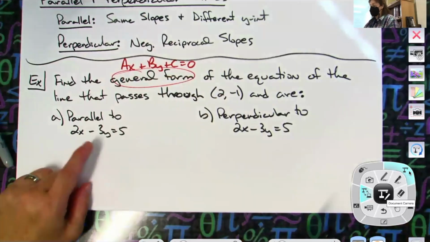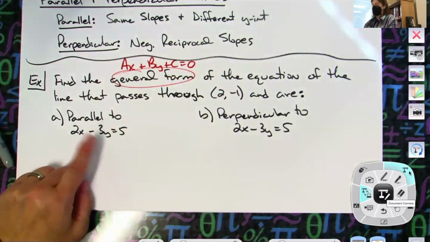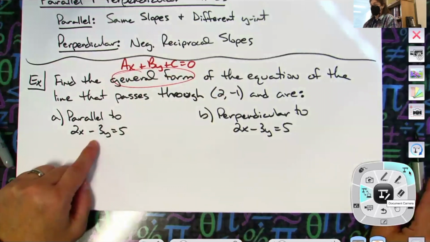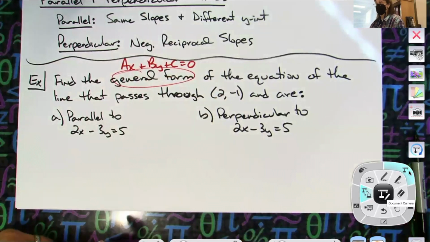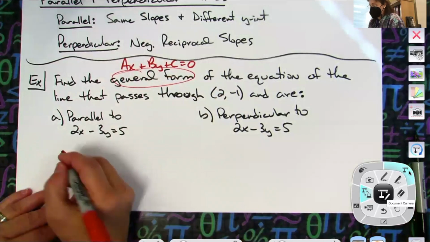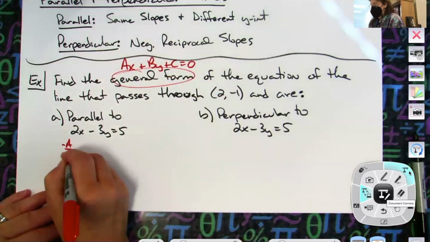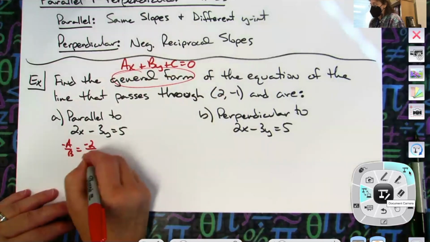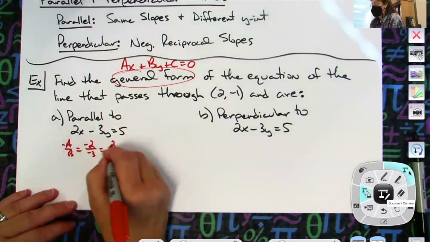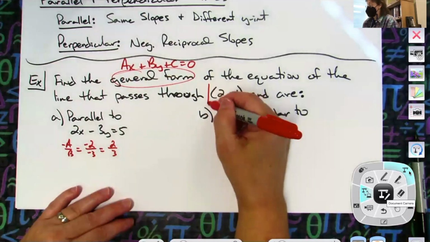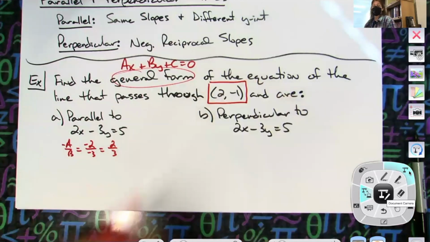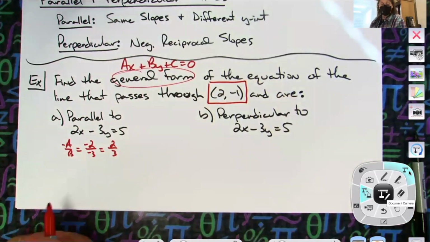Okay, so if I'm going parallel to this equation, then I've got to use the exact same slope, right? Parallel, same slope. The formula was negative A over B, which is negative 2 over negative 3, which means I'm going to use 2/3 for my slope. And I know the point, which is (2, -1). So I am going to do point-slope form.